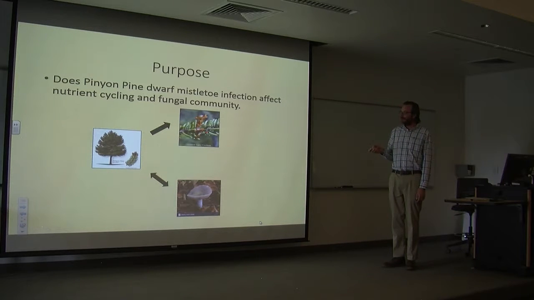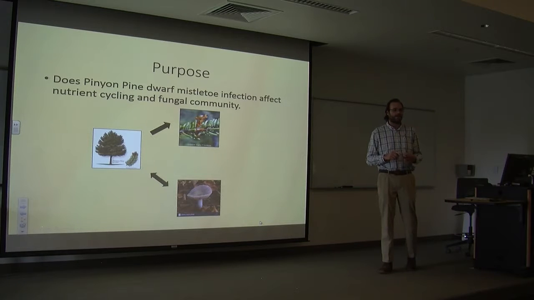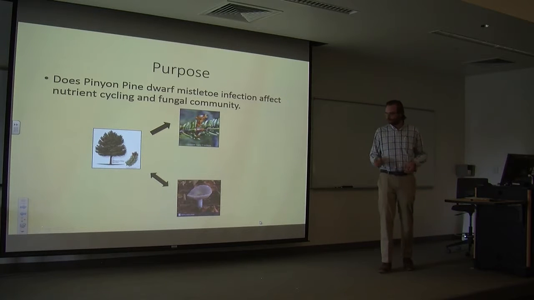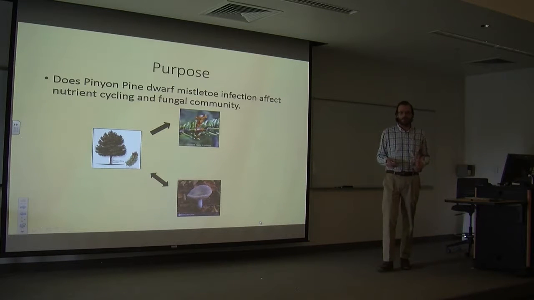And remember that dwarf mistletoe is taking carbon as well as nutrients from the tree and water. And then the fungus also takes carbon, but it's giving water and nutrients. So this is a very complex relationship that takes a lot of thinking about sometimes to keep your players straight.